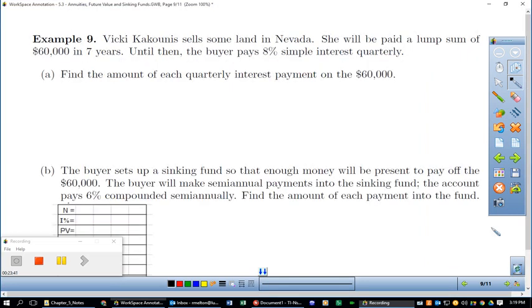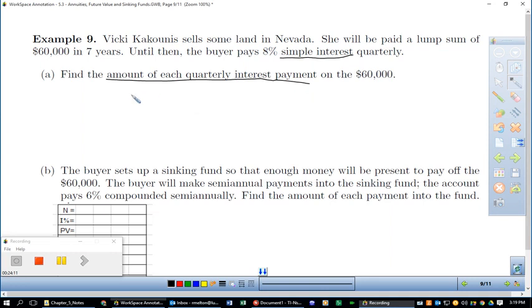Okay, example 9. Vicky, I don't know how to say her last name, Kakunis, sells some land in Nevada. She will be paid a lump sum of $60,000 in 7 years. Until then, the buyer pays 8% simple interest quarterly. So this is not an accident. It says simple interest right there. So part A just says find the amount of each quarterly interest payment on the $60,000.